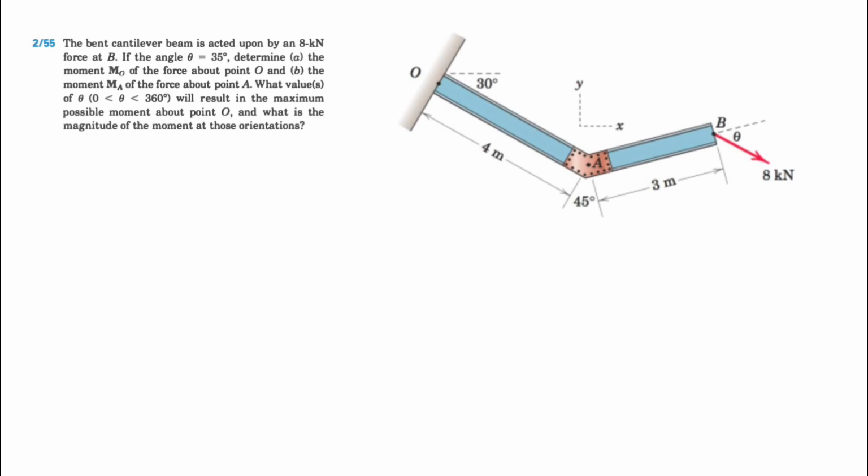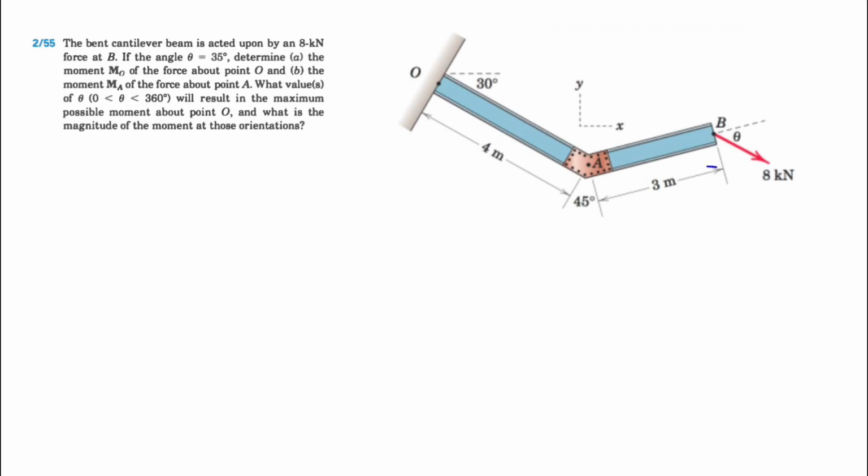And in the last part of the question, we know that theta can vary from 0 to 360 degrees, and we have to find the maximum possible moment about point O. And also we have to find the values that we can have for theta in order to have this maximum value for the moment, and we also have to find the magnitude of the moment. So basically we have a 2D question, and we're going to use the 2D shortcut that we have for finding the moment. But before that, let's just find out some of the angles in here.